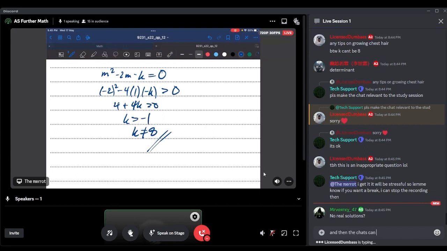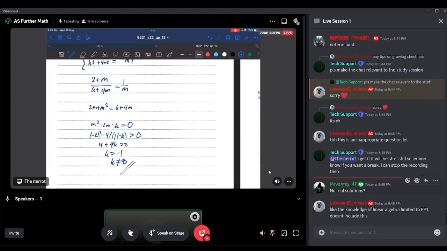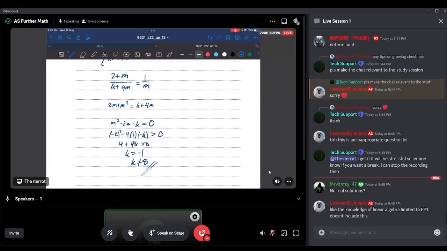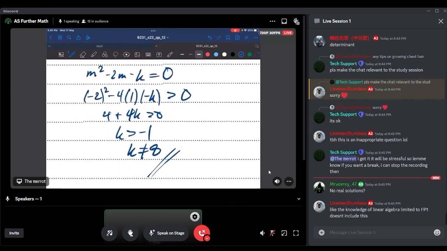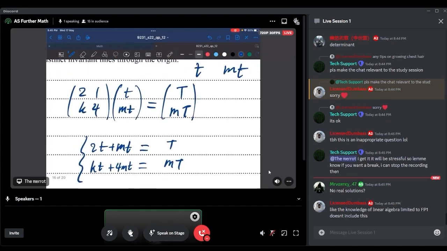No real solutions. Well, the point is we want real solutions, so the discriminant has to be greater than 0. When k is 8, it's not about the problem of real solutions or not. It's the problem of the determinant of the matrix being 0. This matrix here, the determinant is 0.